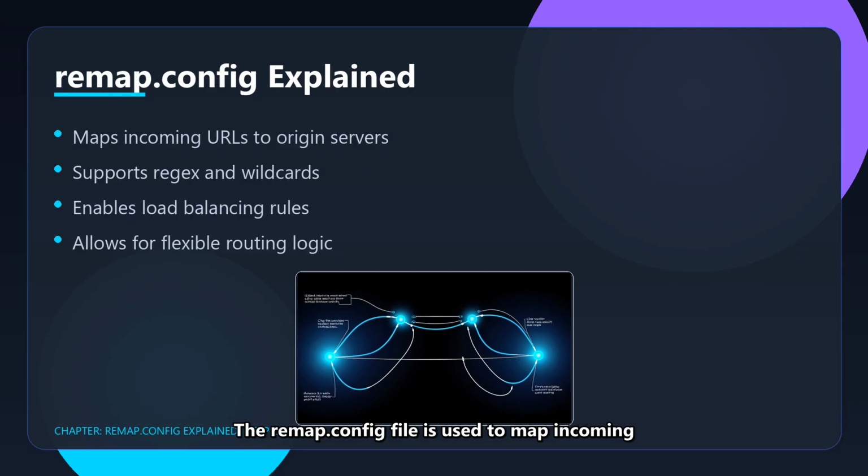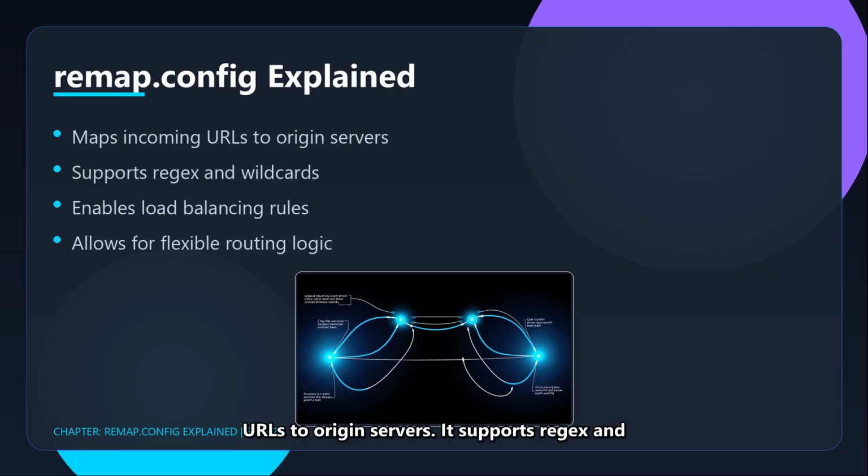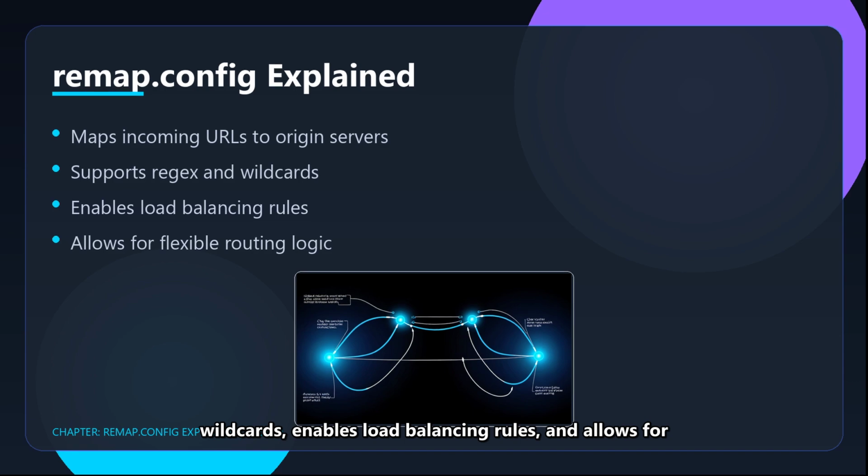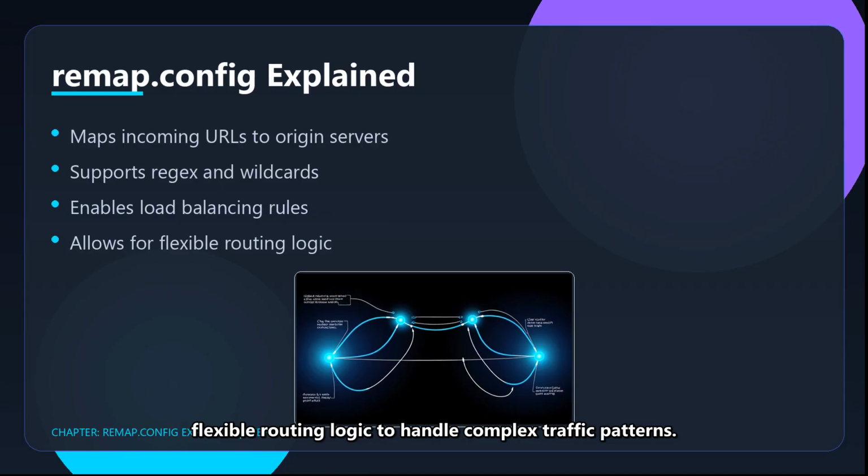The remap.config file is used to map incoming URLs to origin servers. It supports redirects and wildcards, enables load balancing rules, and allows for flexible routing logic to handle complex traffic patterns.